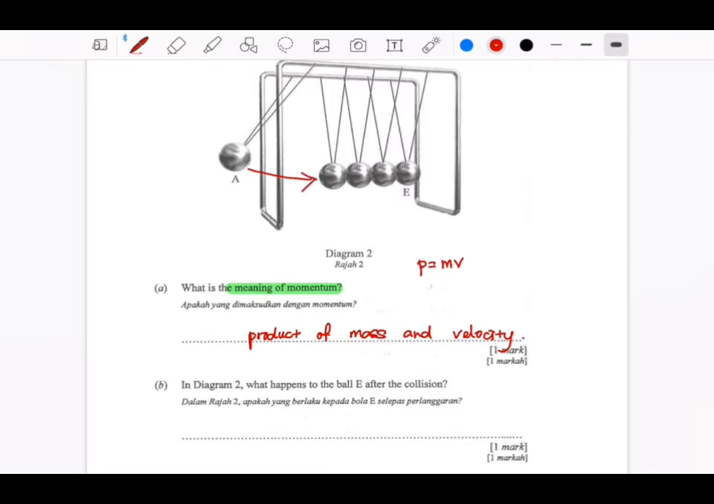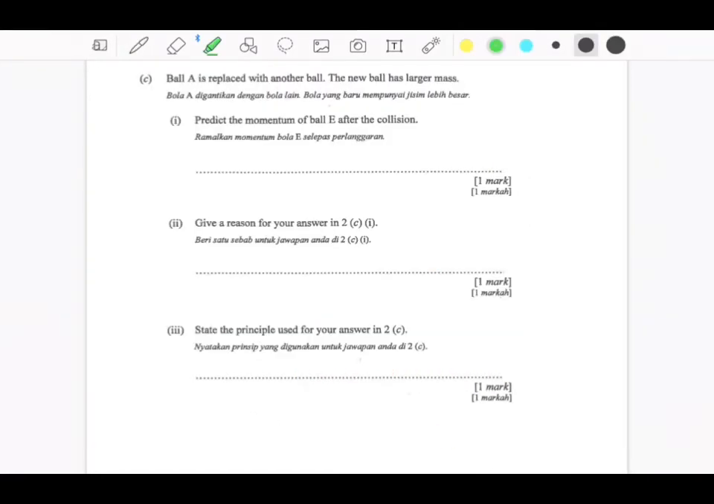So when the ball A hit the rest of the balls, the momentum will be transferred. So when it reaches the ball E, it will move to this direction. So ball E will move to the right. Okay, part C, ball A is replaced with another ball. The new ball has larger mass. Predict the momentum of ball E after the collisions.